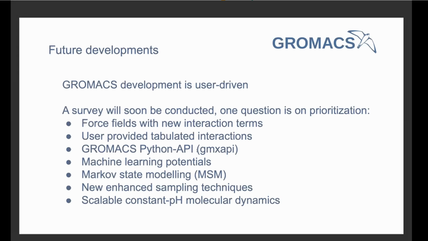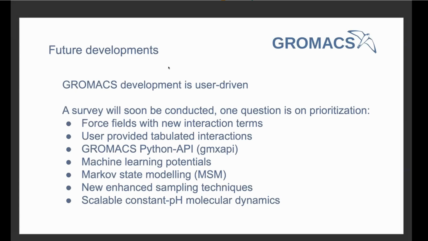So for instance, there are force fields with new interaction terms, so new interaction functions. There are the user-provided tabulated interactions that we had for a long time, but that have been removed since 2020. So there's a request for getting this back. Then the GROMACS Python API: we're thinking of many extensions in different ways, but of course, we should extend it in ways that are of interest for the user. There needs to be a bit more specification here.